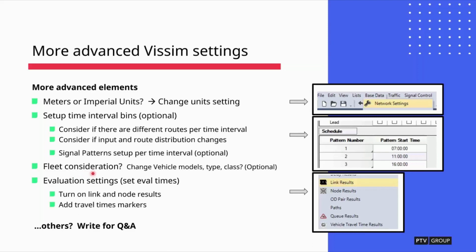Some of our competitors also have some basic fleet settings. We can also do those exact same things on the Vissim side by changing those fleets. And then lastly, make sure you have your evaluations turned on if you want to see your results. If you go into the evaluation settings, you can turn on the link results and then the actual node results, as well as make sure you have travel time markers for travel time results. We do have a lot of really good evaluations you can pull. You just need to make sure they're turned on and the times are set for the right place.